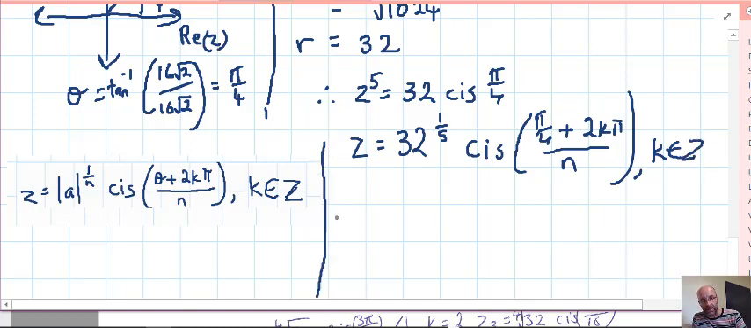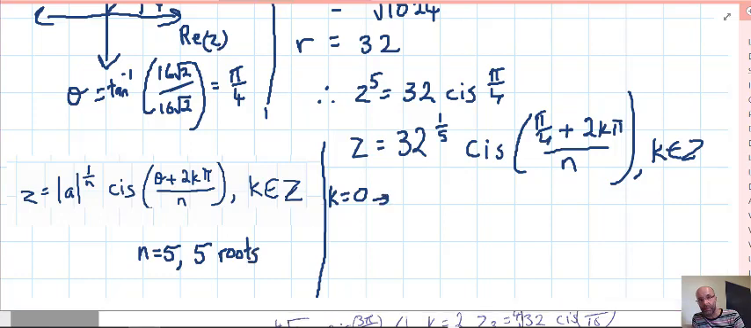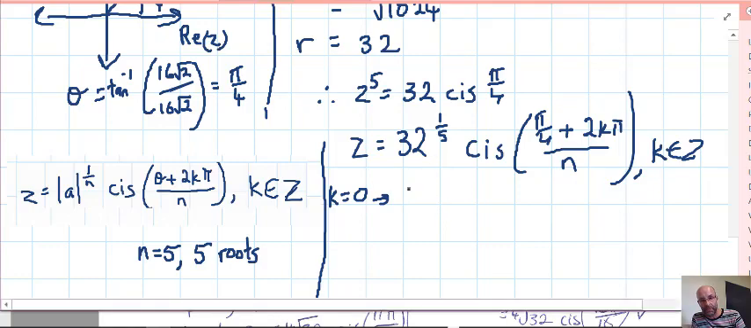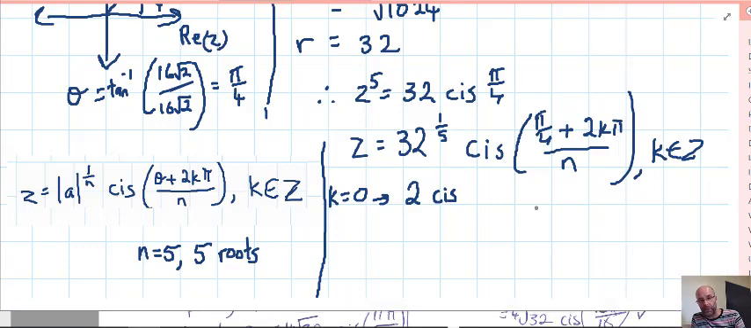So usually it's instructive to start at k equals 0. We're going to have 5 roots because n equals 5. And we go through. So 32 to the power 1/5 is 2. 2 to the 5 is 32 in other words. And k is equal to 0, so we have pi on 4 on 5.